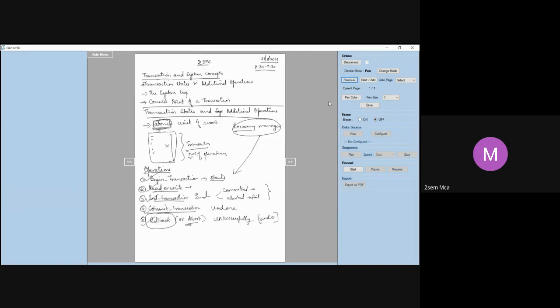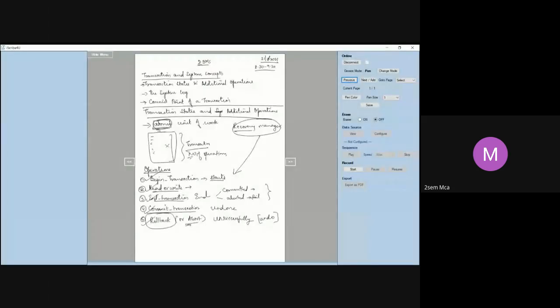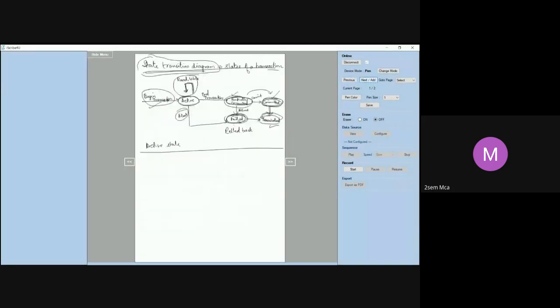So we talked about our transaction states and additional operations. That's the first point that we discussed. Now let us move to the system log.